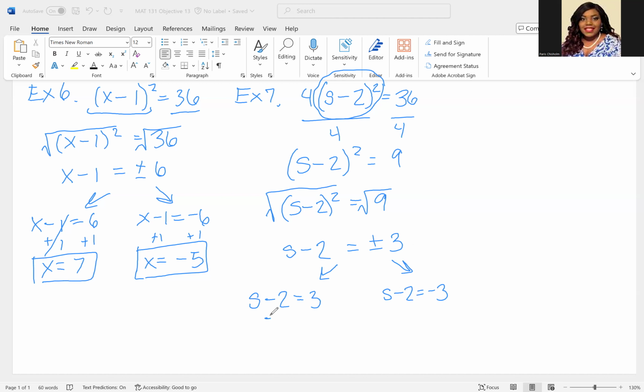I'm going to have to add 2 to both sides. And so one of my s's is going to be 5, the 3 plus the 2. And my other s, the negative 3 plus 2, is going to be negative 1. All right, I hope it's making sense.